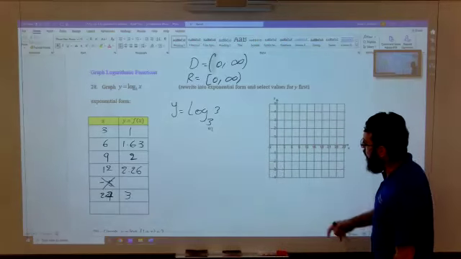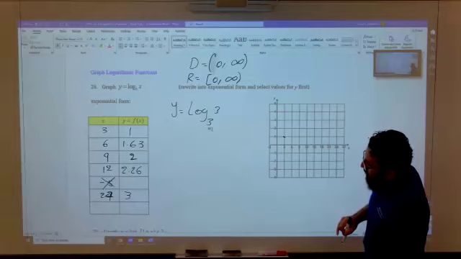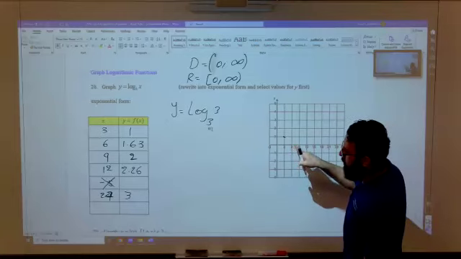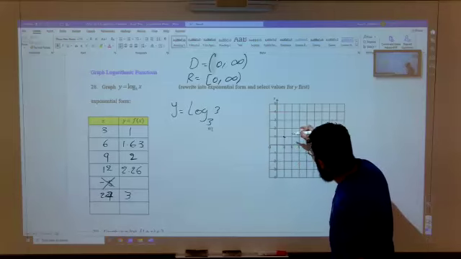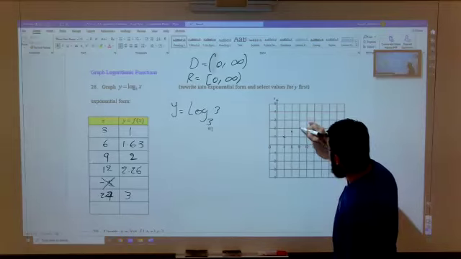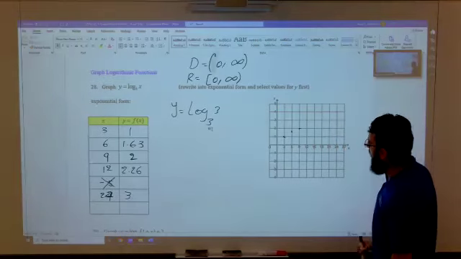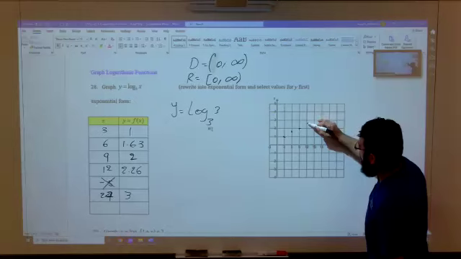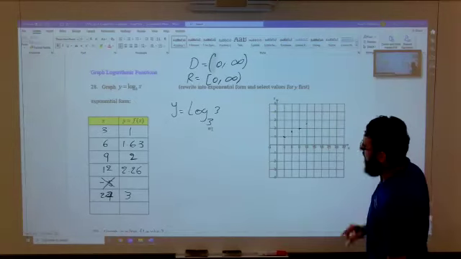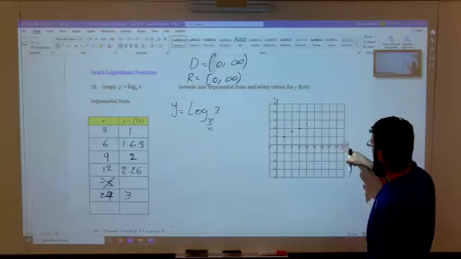So here on the graph, when it's 3, it's going to be 1 here. When it's 6, it's going to be 1.63, kind of here. Keep going. When it's 9, it's going to be 2. When it's 12, it's going to be 2.26, which is kind of here, right? When it's 27, it's going to be 3.